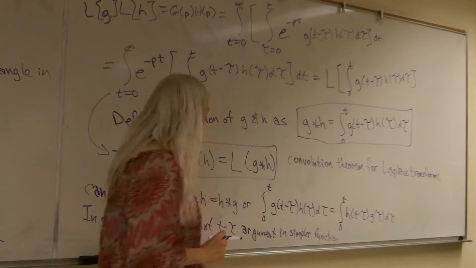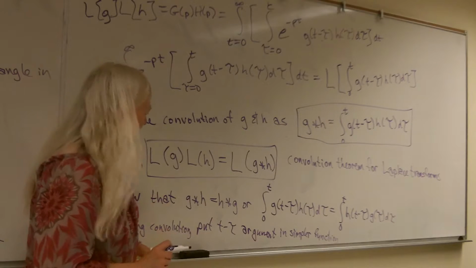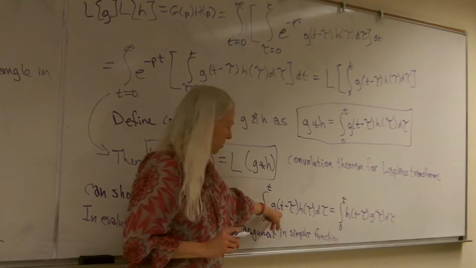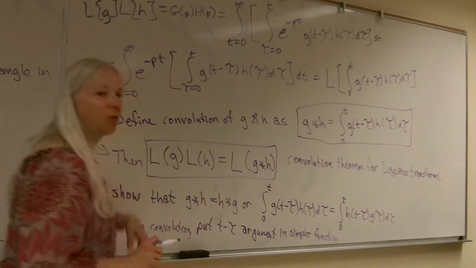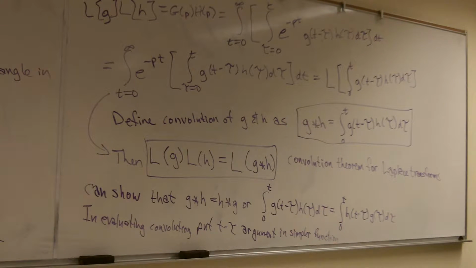Right, if g is a simpler function of its argument than h is, then this integral is probably easier to do. If h is a simpler function, this one's probably easier to do. I put the more complicated argument in the simpler function. That will make the integral easier to evaluate. So remember when we get to evaluating convolutions, which we'll do in just a minute, that we can do that.